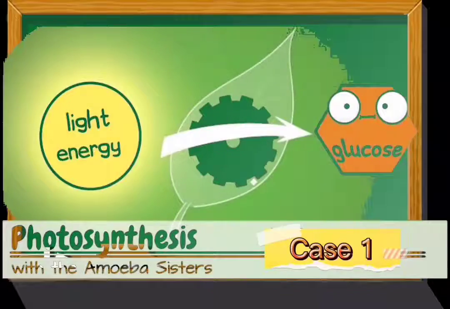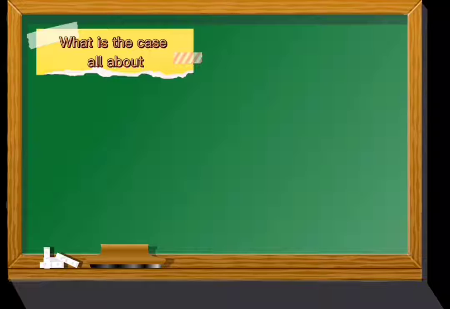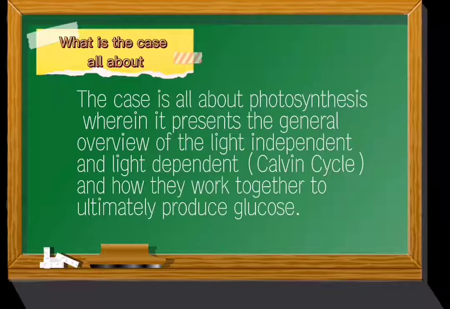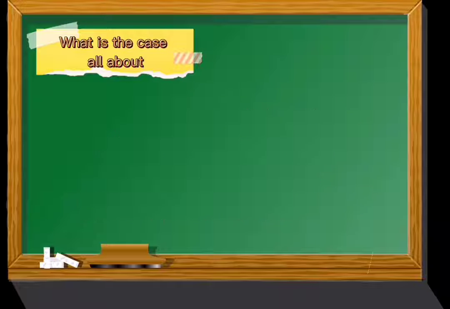Case 1. What is the case all about? The case is all about photosynthesis, wherein it presents the general overview of the light-independent and light-dependent Calvin cycle and how they work together to ultimately produce glucose. It also compares the photosynthesis equation to the equation in cellular respiration.